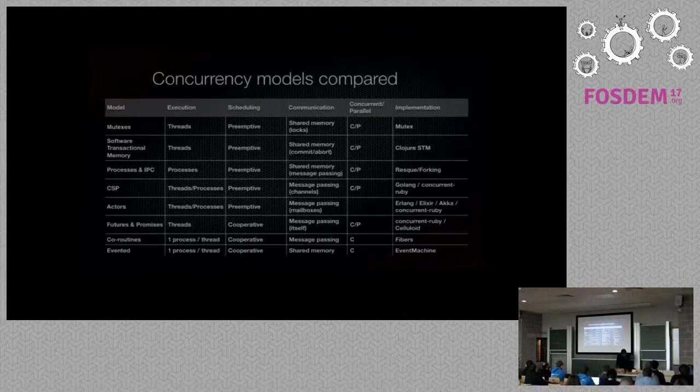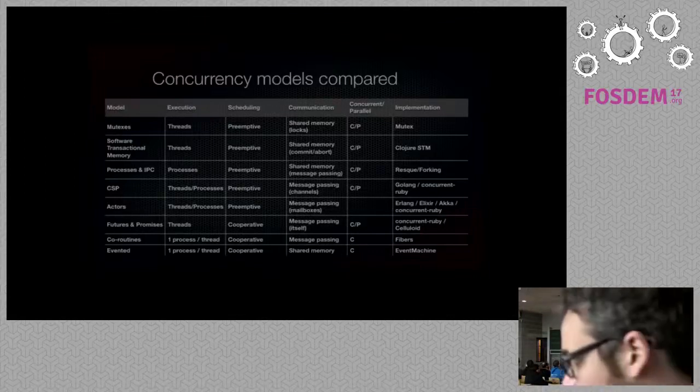So we have different implementations. First we have mutexes in languages like Java. STM is implemented by Clojure. Then we have processes and IPC, where we have Resque workers. We create many different worker processes. That's processes and IPC.